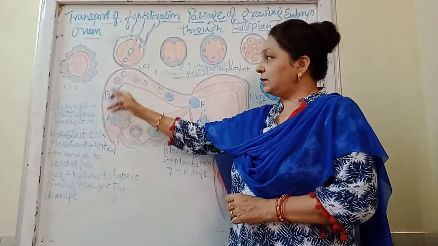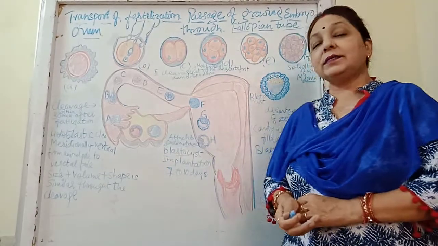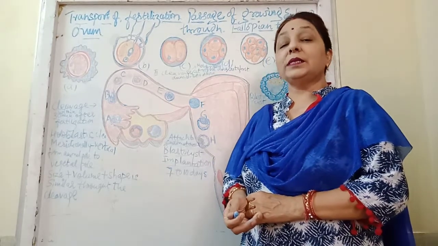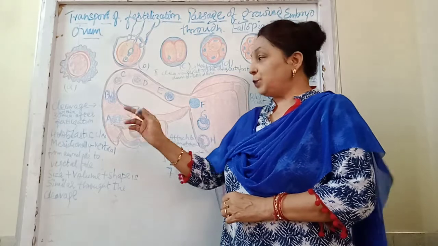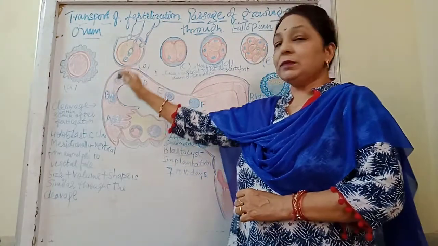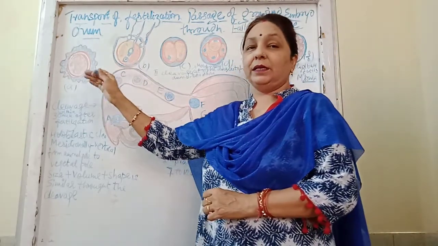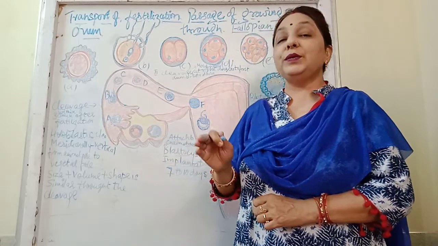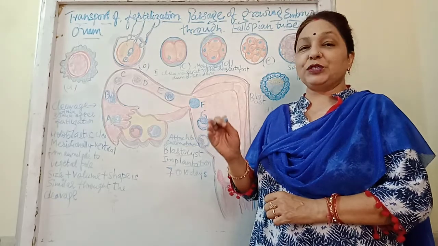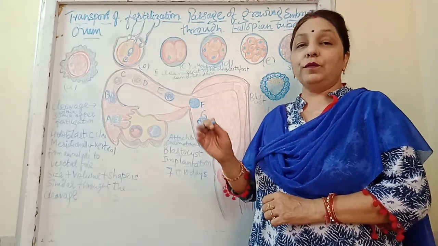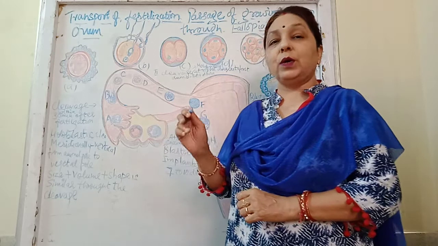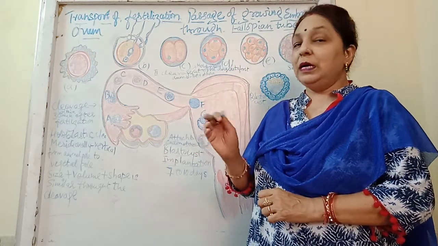I had already discussed with you that the first meiotic division is completed before ovulation. Now the spermatozoon enters the zona pellucida layer and the plasma membrane or vitelline membrane, and it reaches the ovum. This induces the completion of the second meiotic division. It results in the formation of a haploid ovum or ootid and a second polar body. Now this ootid, the haploid ovum, is ready for fertilization.